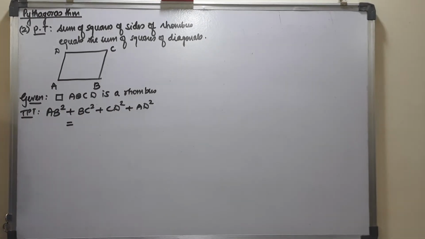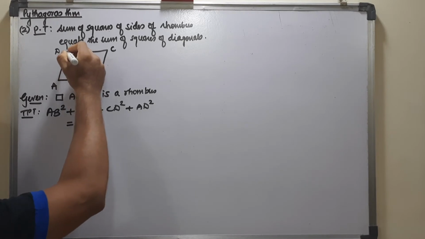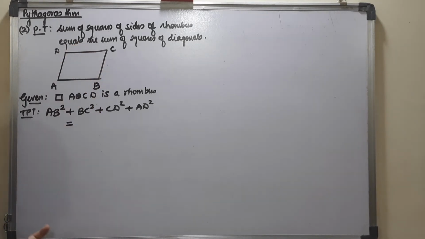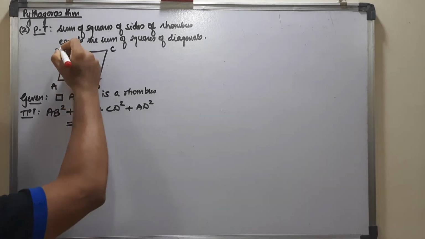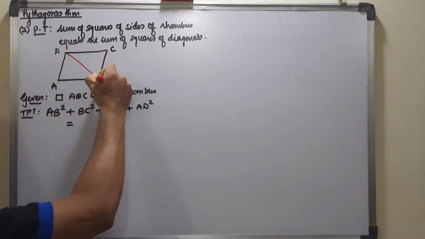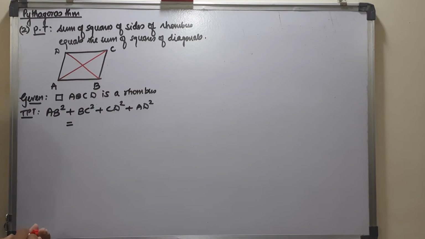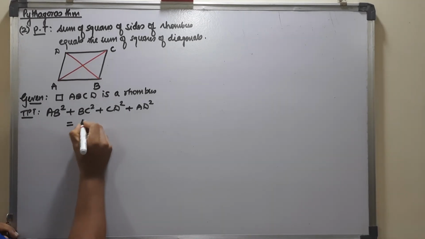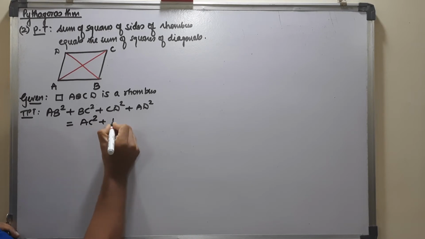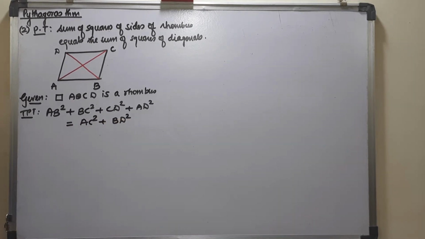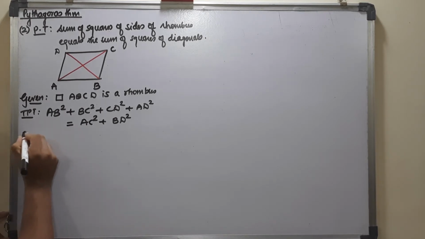That means this is your one diagonal BD and this is your another diagonal AC. So I need to show here that it is equal to AC square plus BD square. Agreed? This is my part to be shown.